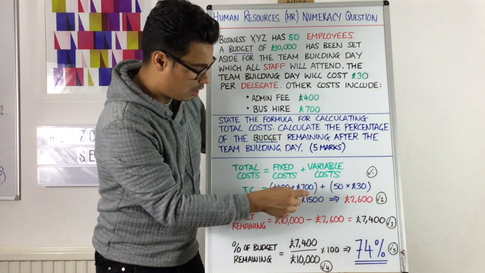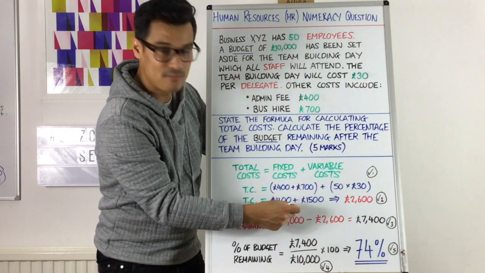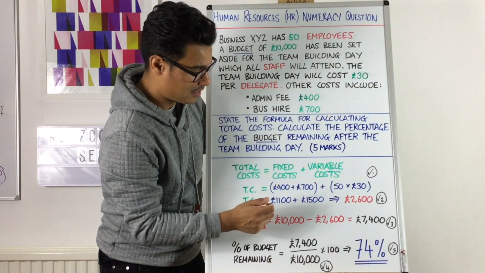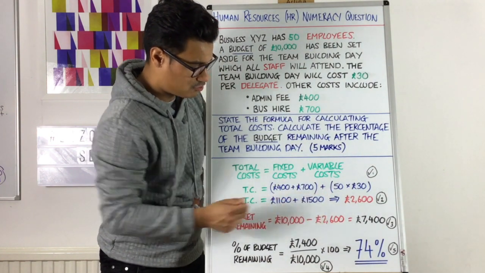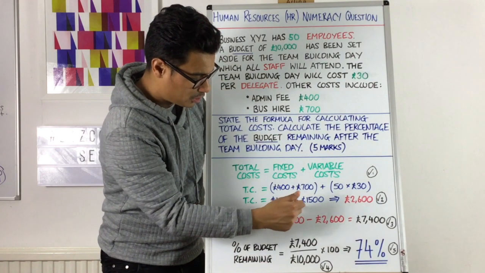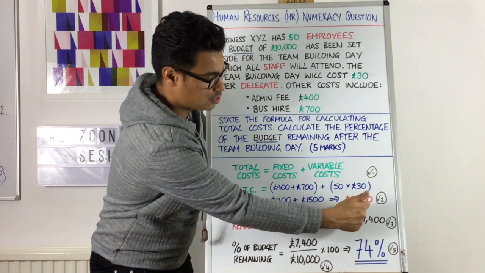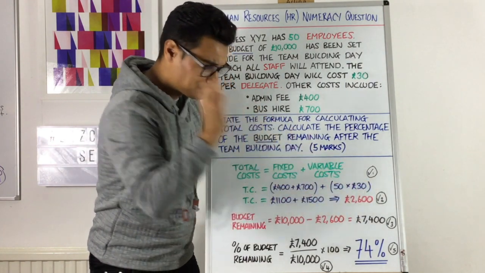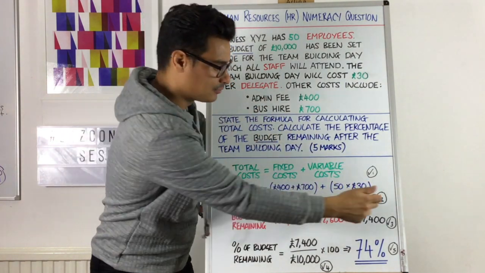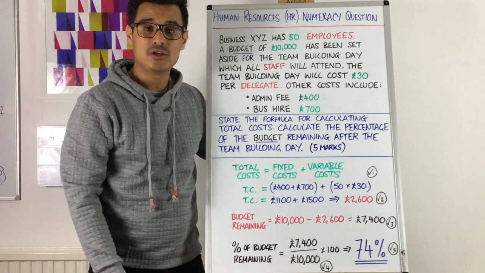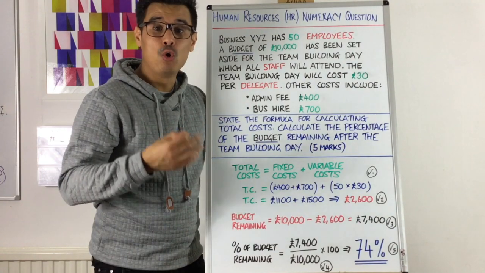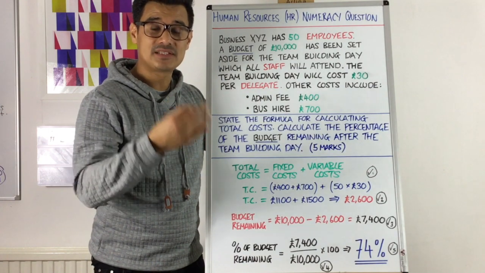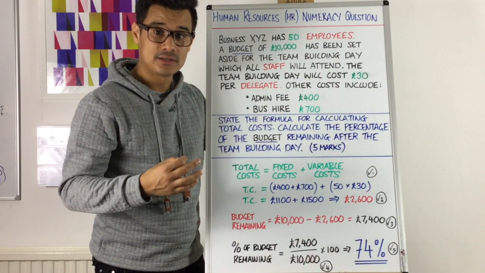So if you put 400 plus 700, that is 1,100, and 50 staff times by £30 a head comes to 1,500, and 1,100 plus 1,500 equals £2,600. Put that in, make sure you've got the pound sign, and that will get you 2 marks. At this point, all we've worked out is the total costs. We need to find out the percentage of the budget remaining.